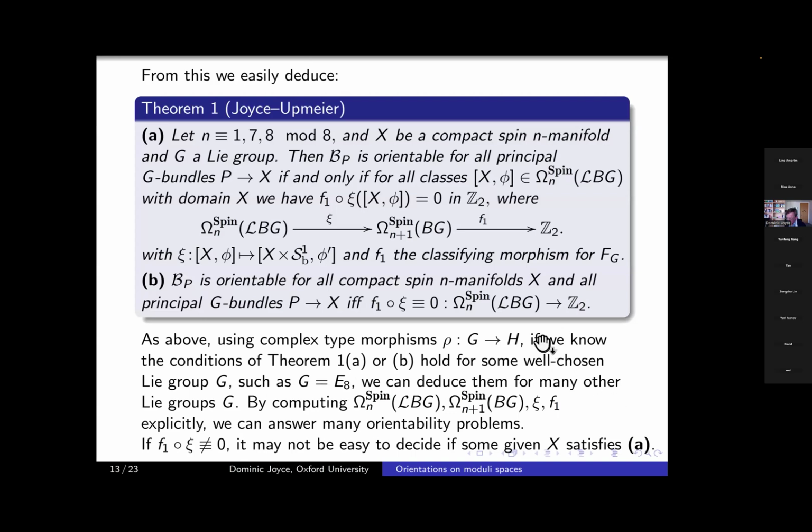Okay, so from this picture we can easily deduce that if n is 1, 7, 8 mod 8, X is a compact spin n-manifold and G is a Lie group, then BP is orientable for all principal G-bundles P over X.